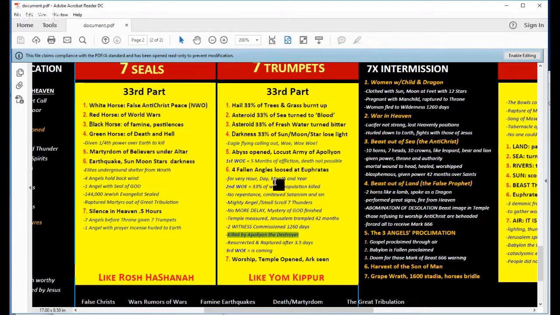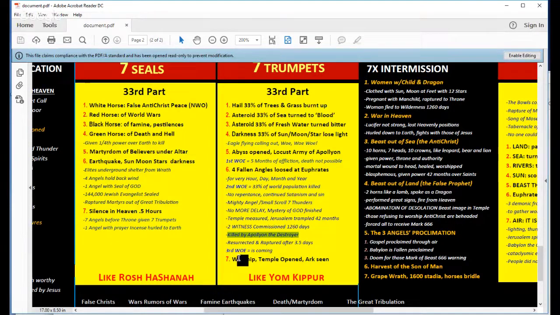So this torment and all those things. The first one was the torment. The second one was the releasing of these 4 fallen angels. And then the two witnesses are killed, resurrected and raptured, and then everybody's warned about the third woe.